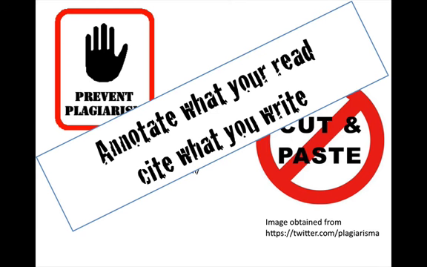The important thing in order to prevent plagiarism is not to cut and paste. That is just the worst. And a really good way of avoiding that is to annotate everything that you read. Keep notes on what you read and cite what you write. If you annotate what you read, when you're writing about what you've annotated, you'll know where you got it from, and you'll be able to cite it correctly, and then you'll be fine.